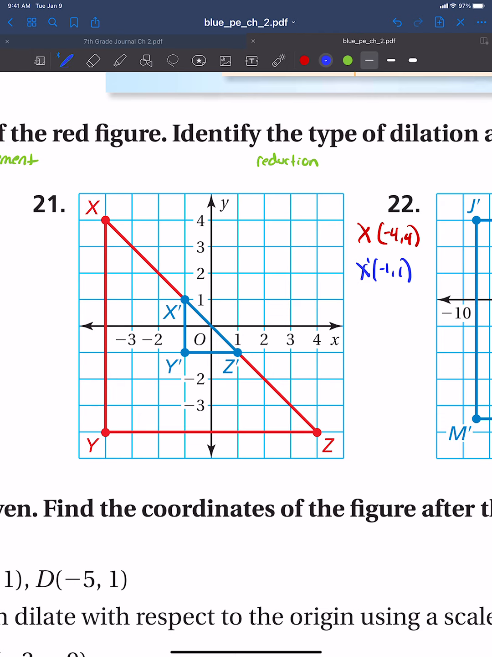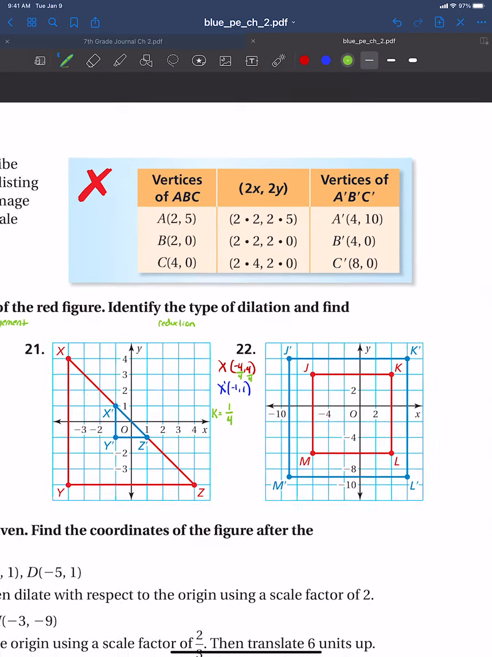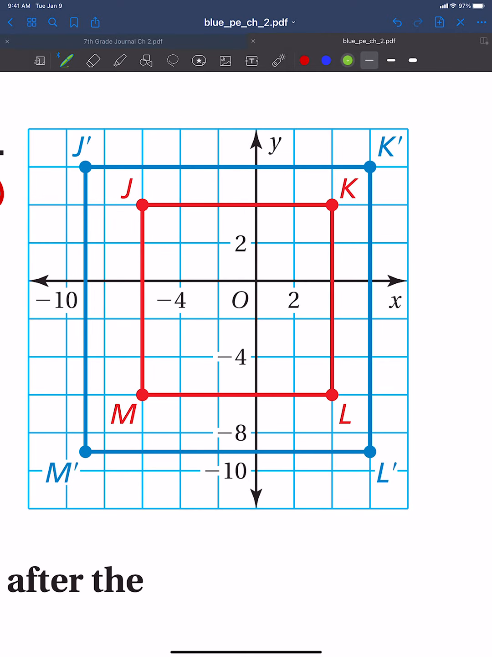Remember, if I'm shrinking, I'm multiplying by a fraction. And when you multiply by fractions, it's the same thing as dividing by the numerator or the denominator. So let's ask ourselves, -4 divided by what gets you 1? Well, I know 4 over 4 is 1. So divide by 4, how do I make that into a fraction? Just put a 1 in the numerator. So my scale factor is 1/4. Super simple, guys. Let's do 22.